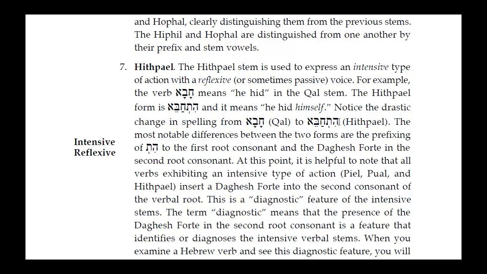Notice the drastic change in spelling from chava, which is qal stem, to hitchave. You have the prefix of the hey, the hirik, and the tav with the non-vocal shva, and then you have the patach-tsere vowel pattern. The most notable difference between these two forms is the prefixing of the hit, the hey hirik with a tav, to the first consonantal root, and the dagesh forte in the second root. See, you have the dagesh forte in the bet here. So we've had the dagesh forte in the piel, the pual, and now the hitpael.